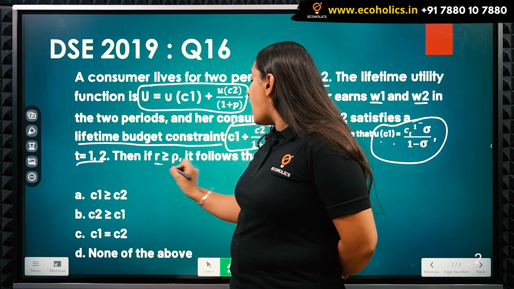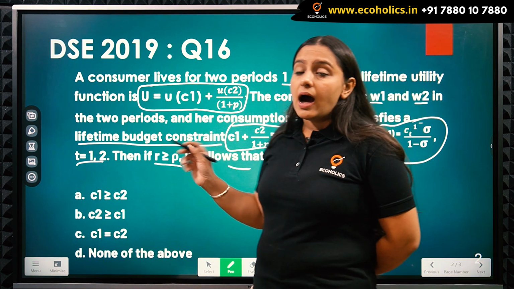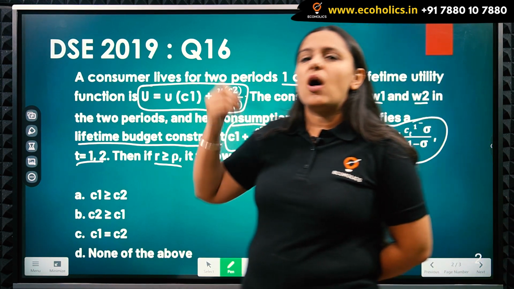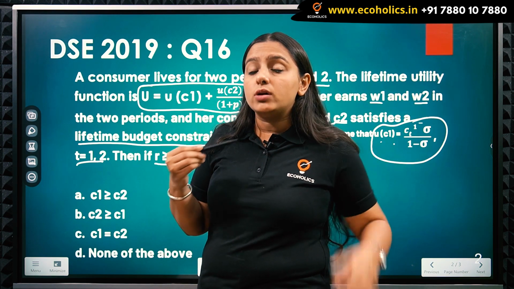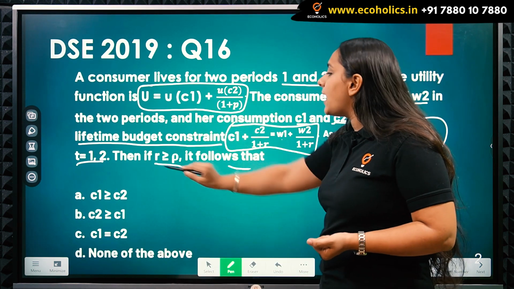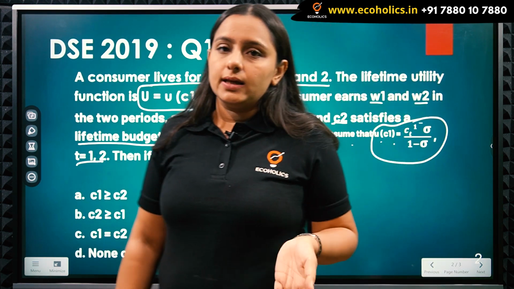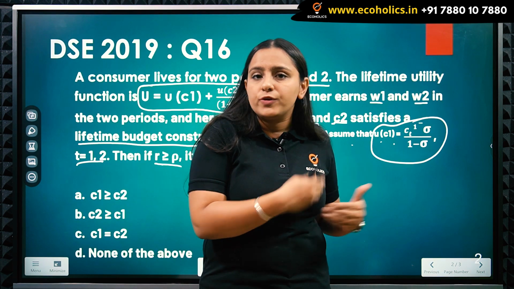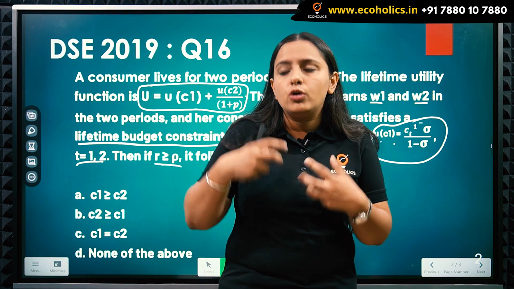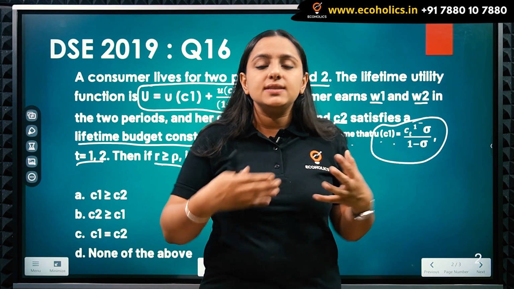Then they ask that if R is greater than or equal to rho, what happens? R is the rate of interest that the person is getting, and rho is the rate of discount, at which rate he discounts his future consumption. So what happens if R is greater than rho? If I'm getting a higher rate of interest in future, I would definitely save today so that I can earn a good rate of interest and consume that income in my future. That's a really straightforward thing.